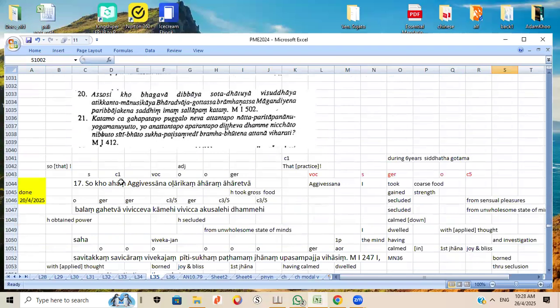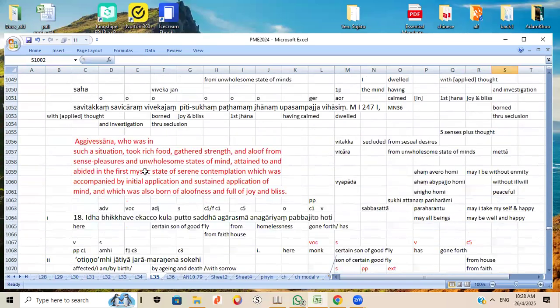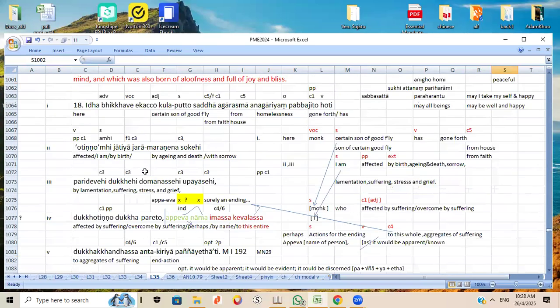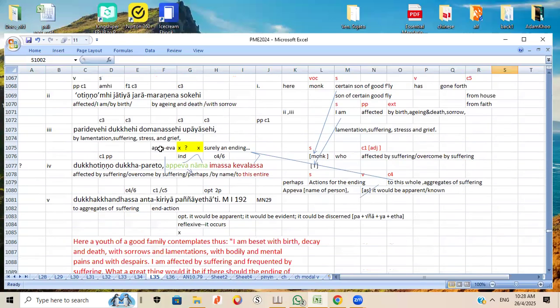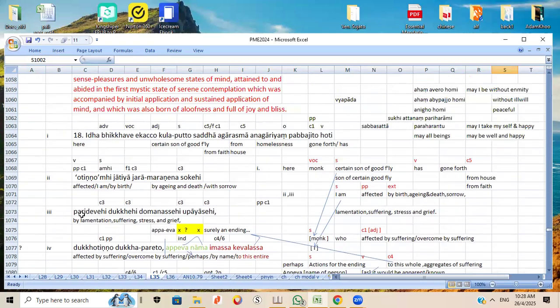Number 17, I think we have done this, because remember the last time we talked about this is the first jhana. So we're going to skip this. We will go to number 18. Number 18 is a bit long, but now, all right.